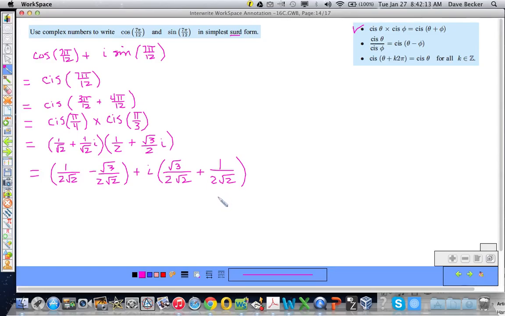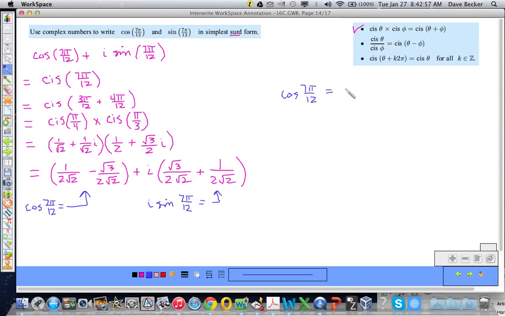Boys and girls, looky here. All of this is equal, yes? Cosine 7 pi over 12 plus i sine 7 pi over 12. So if we equate these guys, cosine 7 pi over 12 must be equal to this, yes? And i sine 7 pi over 12 must be equal to this, correct? So let's take this guy and we'll work out cosine 7 pi over 12.